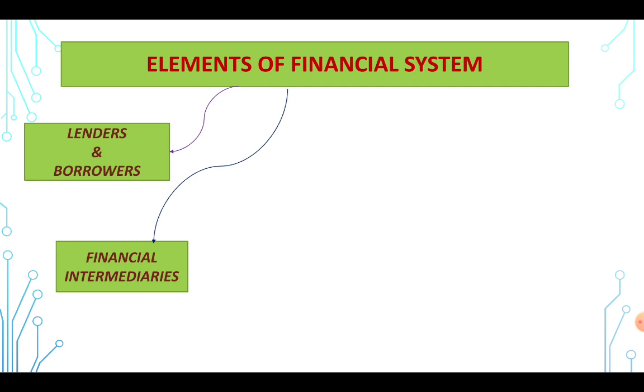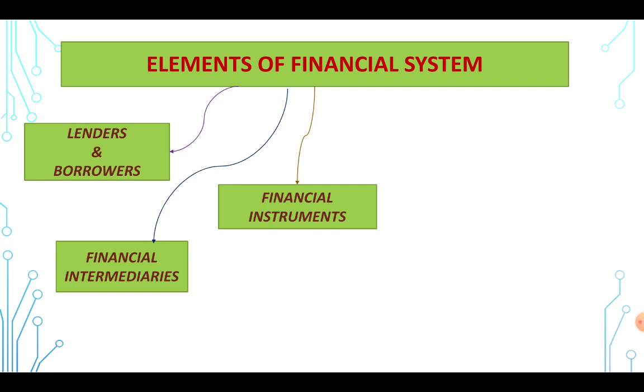The third important element of financial system is the financial instruments, or we can say the financial assets. These financial instruments or assets are created by the ultimate borrowers and financial intermediaries to satisfy the financial requirements of the various participants.